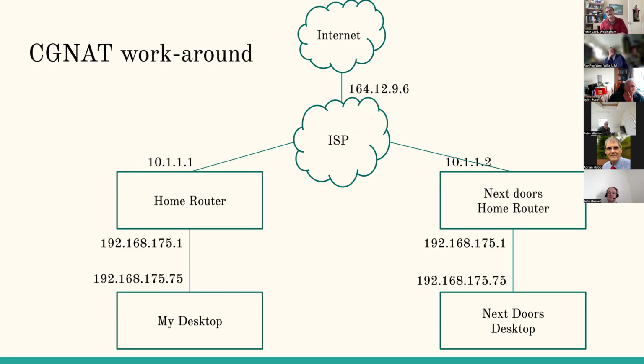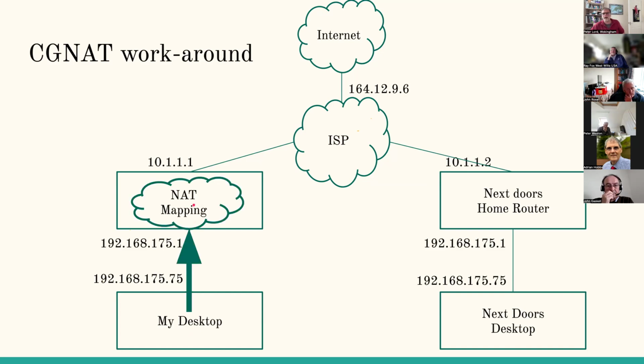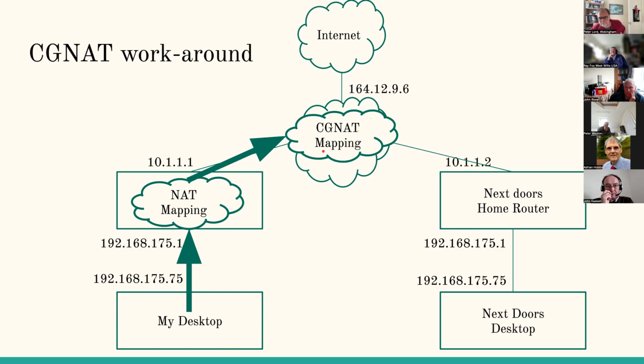Obviously that's going to save a lot on public IPv4 addresses, but the problem is that when you're on your desktop, you fire up your browser and go to Google, your browser sends the packet to your router, your router does the NAT mapping, it goes to your ISP, which does the CGNAT mapping, and then it goes out to the internet. Of course, both these stages need to do the mapping back.